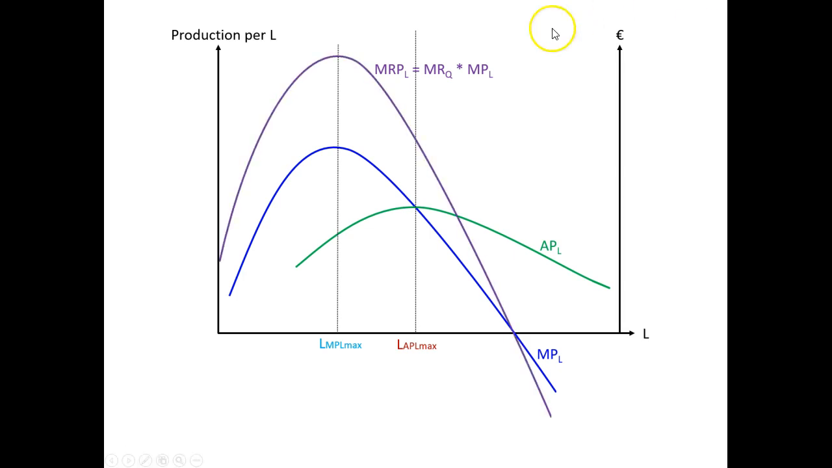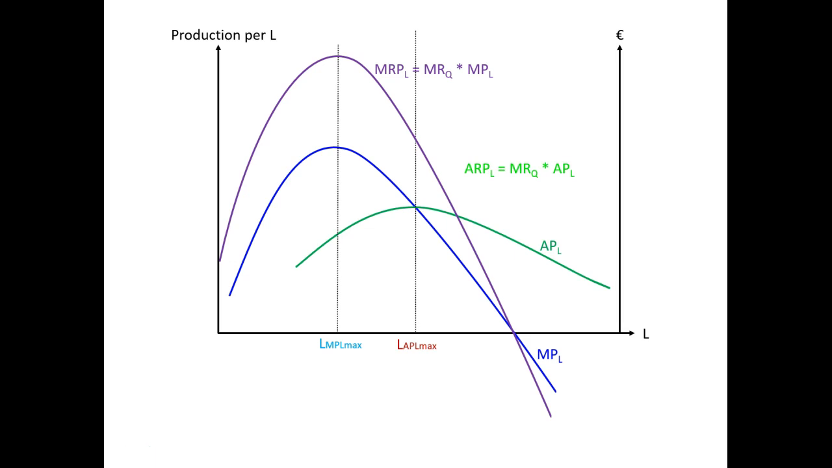So the maximum of the marginal product has to be equal to the maximum for the marginal revenue product up there. And we also know that 0 times something always becomes 0, so therefore they have to be intersecting the horizontal axis at the same position as the marginal product does.